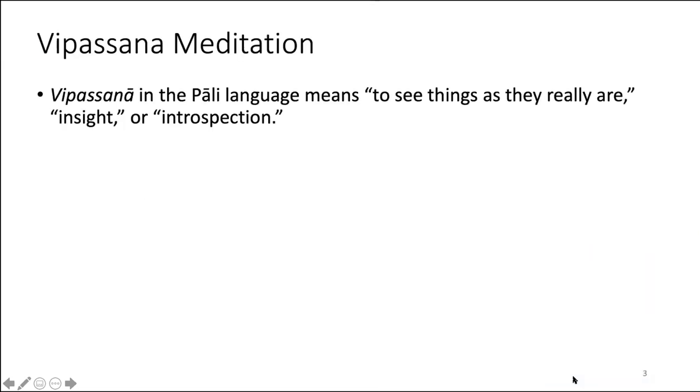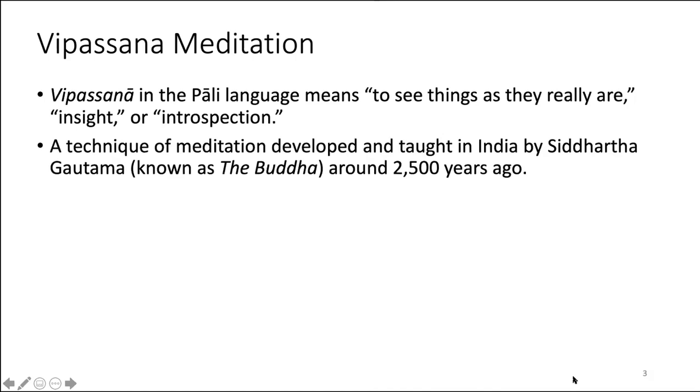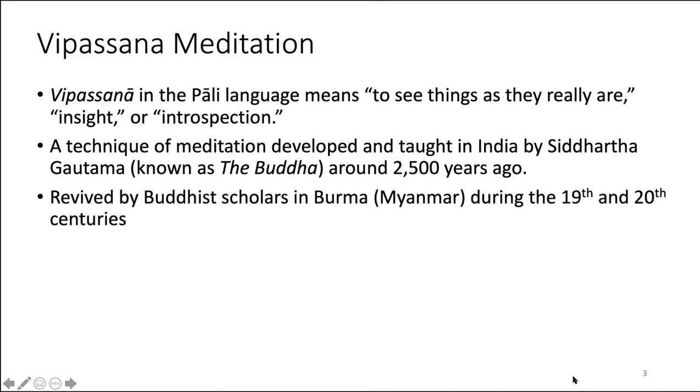So Vipassana, as it is pronounced in the original Pali language, which is the ancient language of India, means something like to see things as they really are, and it has been translated as insight, for example, or introspection. As a meditation technique, it is believed to have been developed and taught by the Buddha around 2,500 years ago in India. And much later, in the 19th and 20th centuries, it was rediscovered and revived by Buddhist scholars in Burma, or present-day Myanmar.